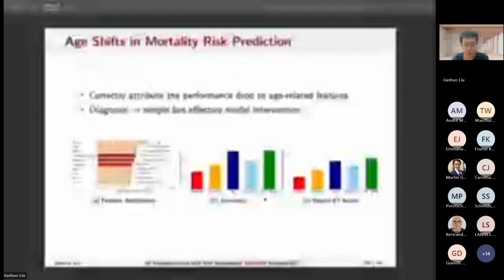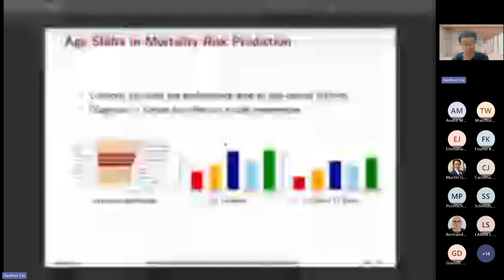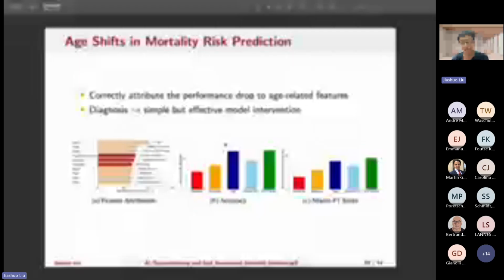And from the results, we can see that compared with just fine-tuning your model on the new data from the test distribution, the accuracy is shown by the orange bar. However, if you do the model intervention based on our diagnosis, we do not use more data. So the data used by these methods are the same, but we achieve much better performance on the test set. This means that the diagnosis can enable more efficient model improvements.